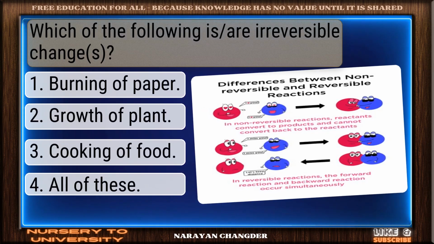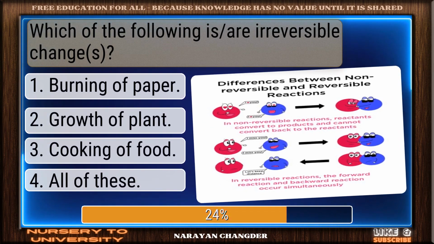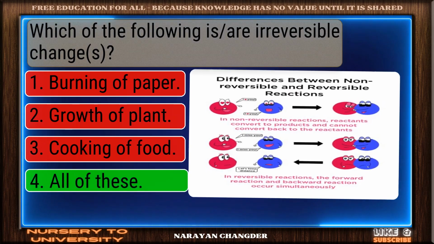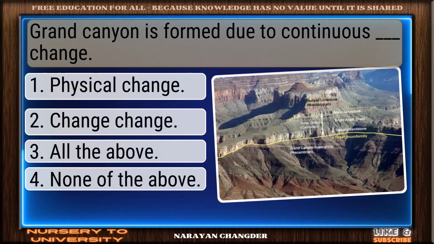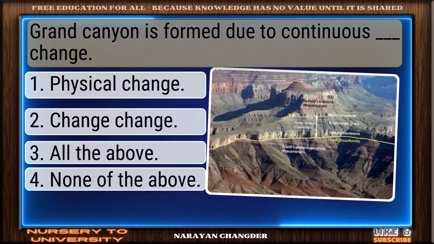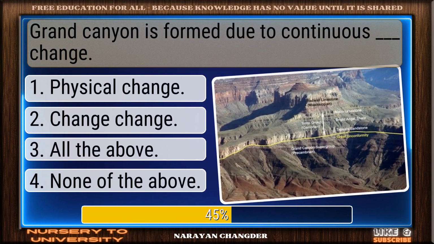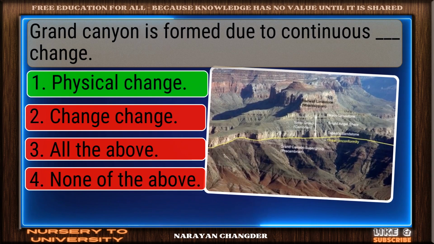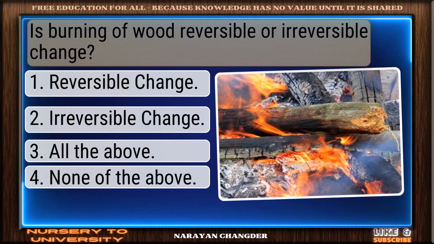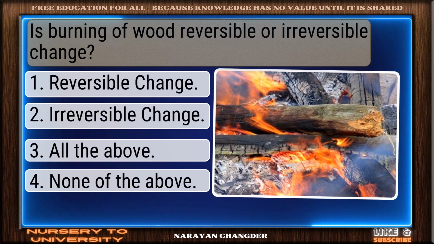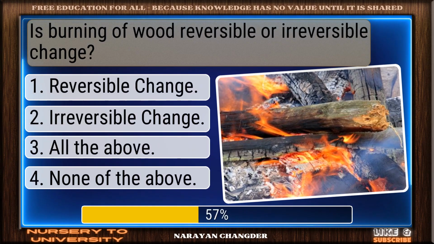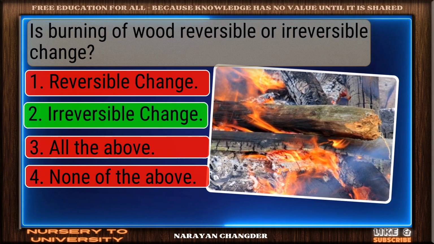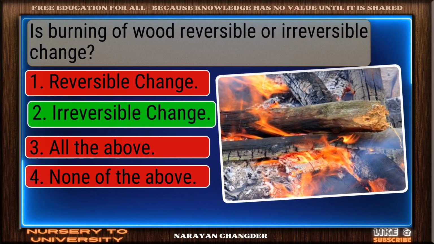Which of the following is an irreversible change? Valid point. All of these is true. Grand Canyon is formed due to continuous dash change. Solid response. Physical change is a valid choice. Is burning of wood reversible or irreversible change? Clear logic. Your choice irreversible change is sound and 100% true.